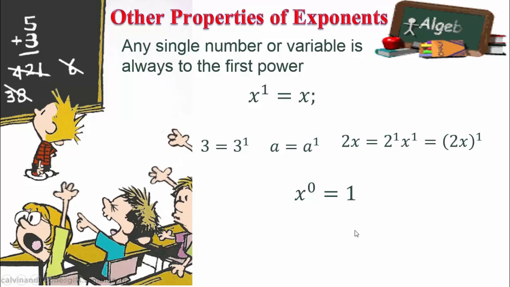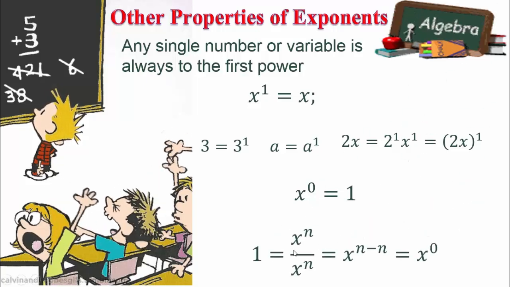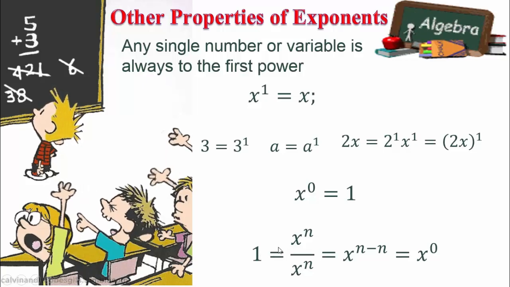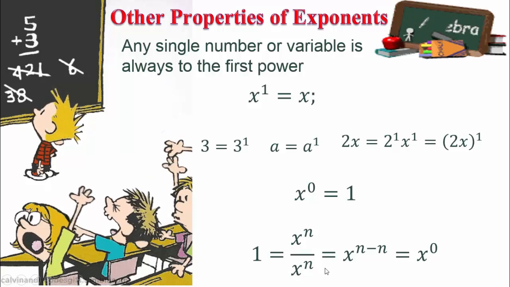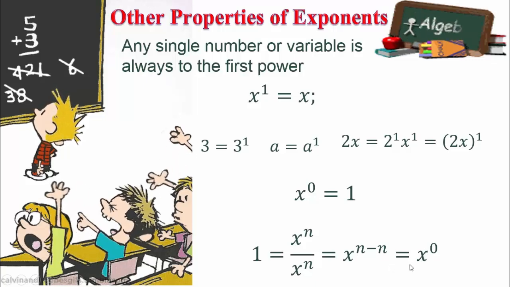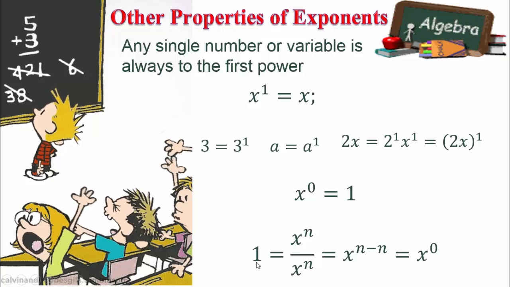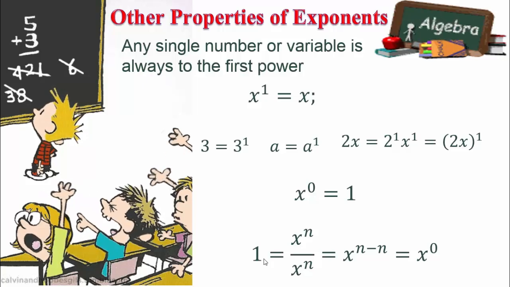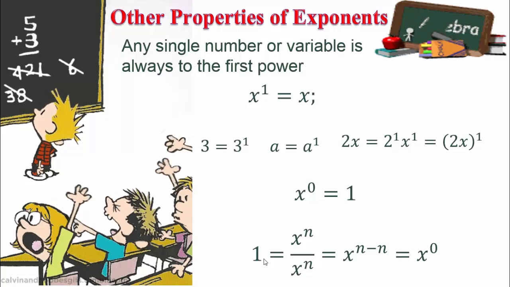Anything to the 0 power is equal to 1, no matter what. So, for example, when we had situations, here x to the n divided by x to the n is x to the n minus n, which is x to the 0 power. That's always 1. So however you get there, anything to the 0 power is equal to 1.